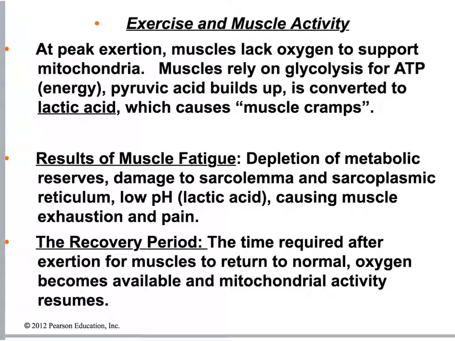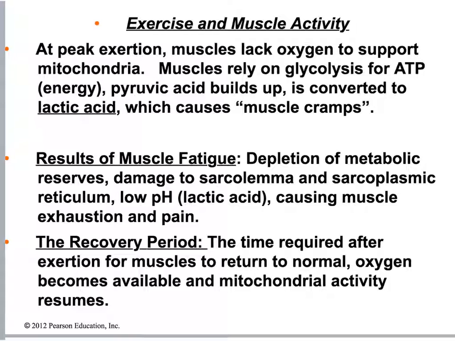Glucose will be converted to pyruvate. Pyruvate will be converted to lactic acid. When the acid is built up, the pH is lowered, and that can cause muscular pain and cramping.